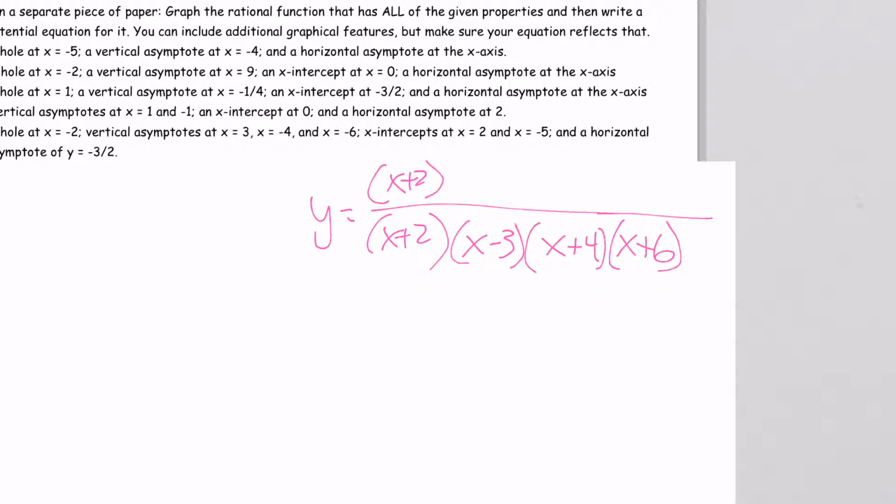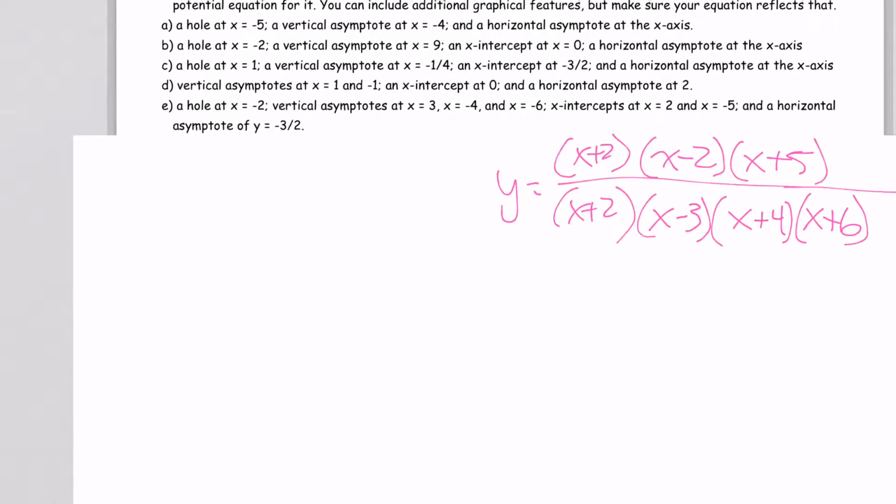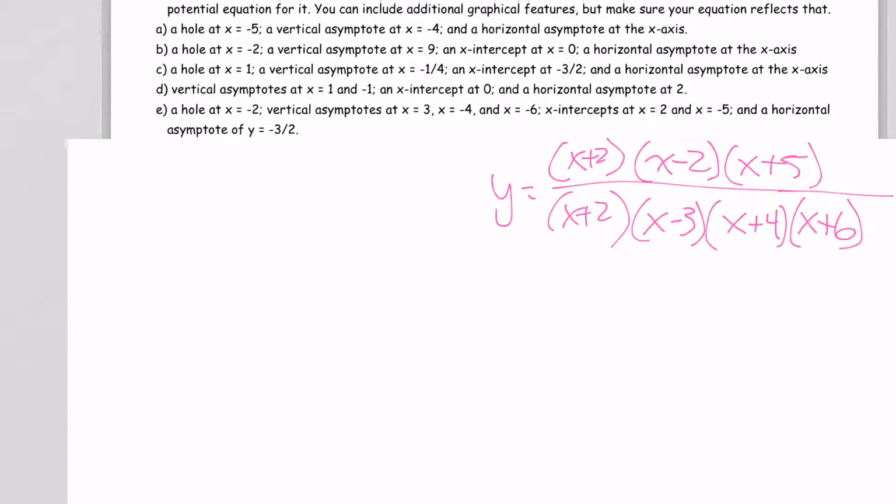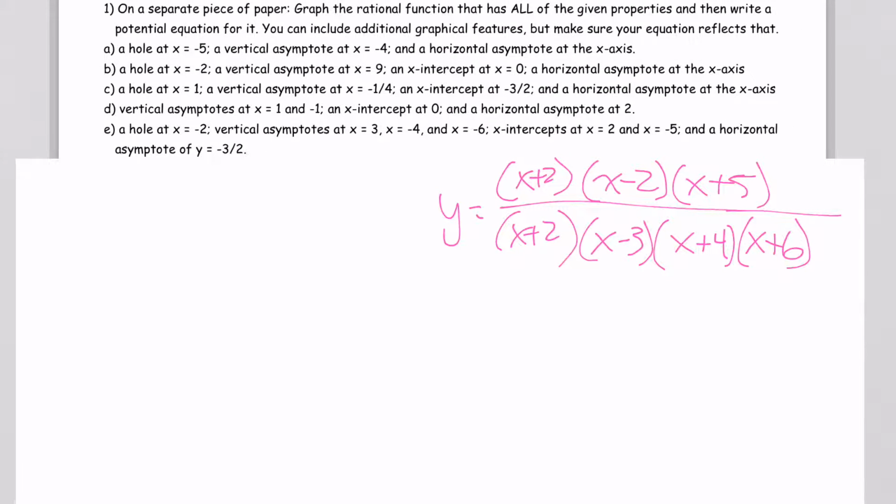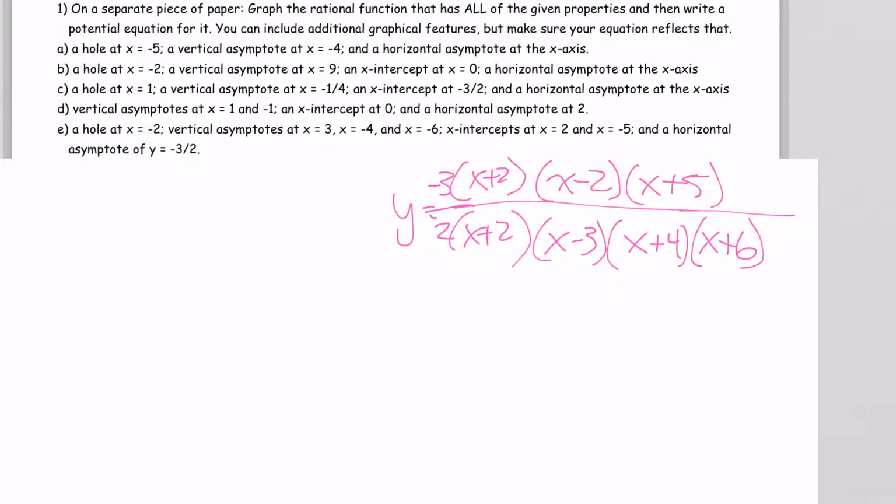That gives me all those x-intercepts. I'm sorry, all those vertical asymptotes. I need an x-intercept at 2, so x minus 2, and negative 5, so x plus 5. And I need a horizontal asymptote of y equals negative 3 halves, which means I need a negative 3 in the top and a 2 in the bottom.